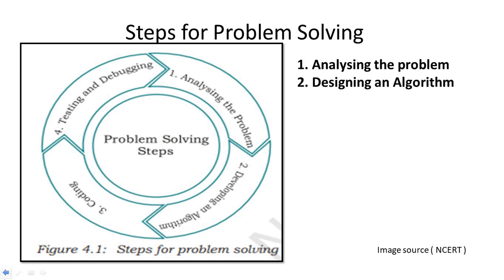What does designing an algorithm mean? Now we have inputs, we have an output. So how is input going to be converted to the output? Here we are going to write a step-by-step solution which converts input into the output. This step-by-step solution is called an algorithm. Once the algorithm is ready, then we will go to the next step, coding.